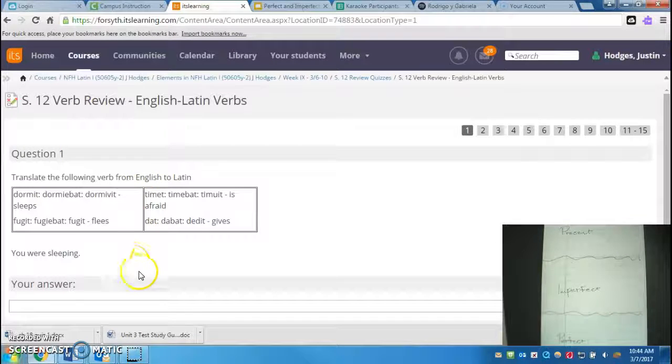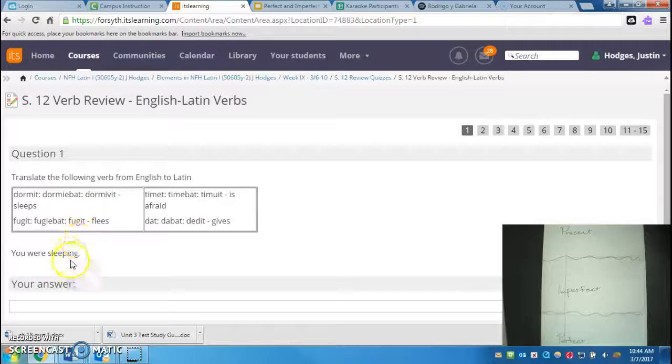So we'll just start with question 1. The idea here is you're given the English, you were sleeping. Well, you're given all the words up here that you need. So we find the word sleeps. It's here at dormit. I'm giving you the present, imperfect, and perfect form.